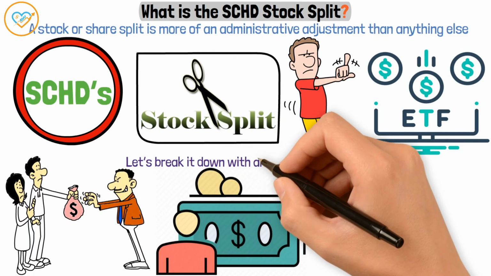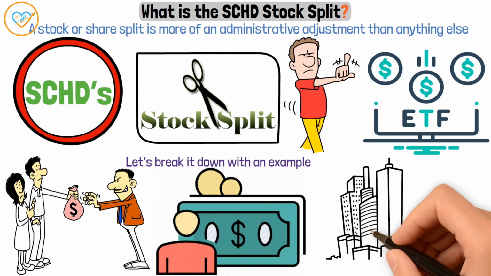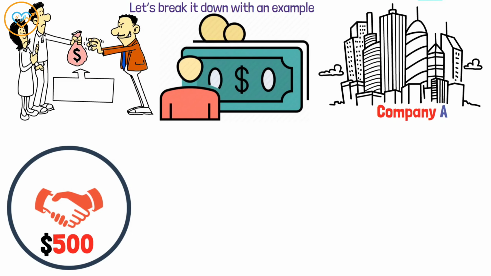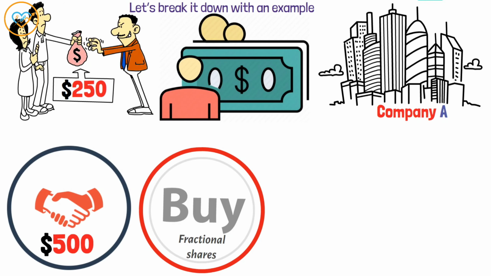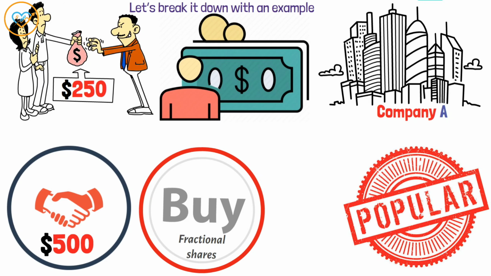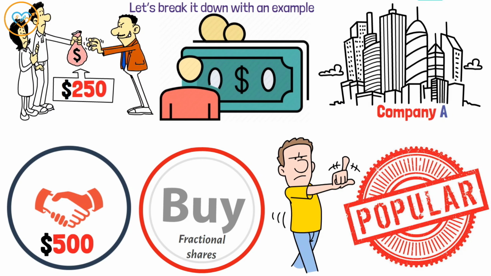Let's break it down with an example. Take a company, for example. Company A trades at $500 per share. Now, if you wanted to invest $250, you'd need to buy a fractional share if your brokerage allows that. With fractional shares becoming more popular, this is often the case. But not all brokerages offer this option.